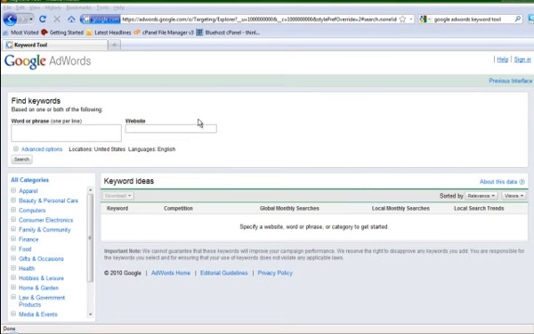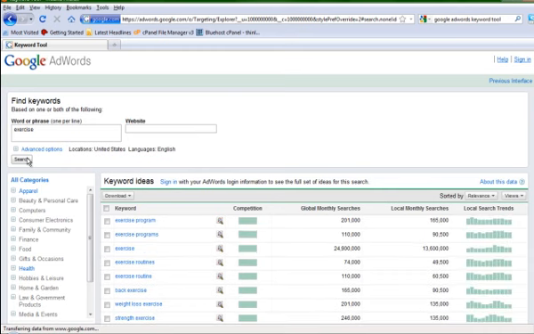So let's just do a little example here. We'll do exercise. Let's say you're somebody who's really passionate about maintaining fitness and about health and weight loss. This might be one of the broad categories that you had decided from yesterday's post that you would be interested in trying to find a lucrative niche.